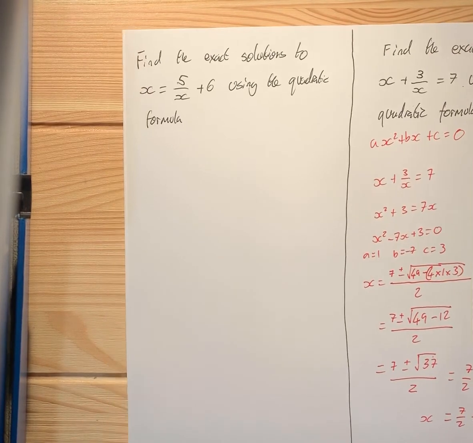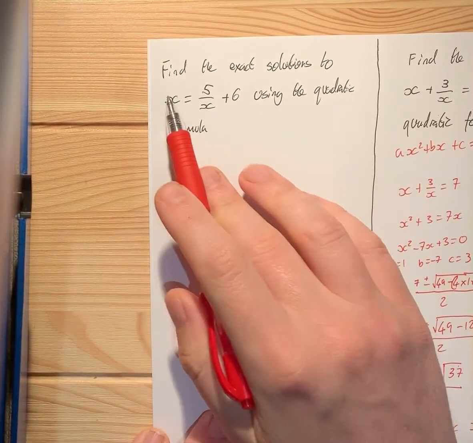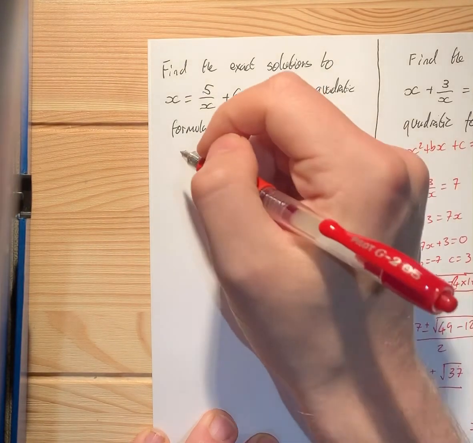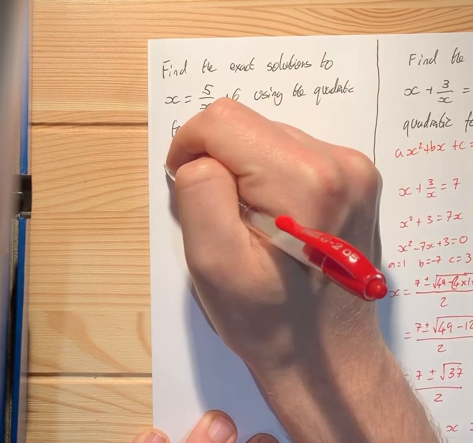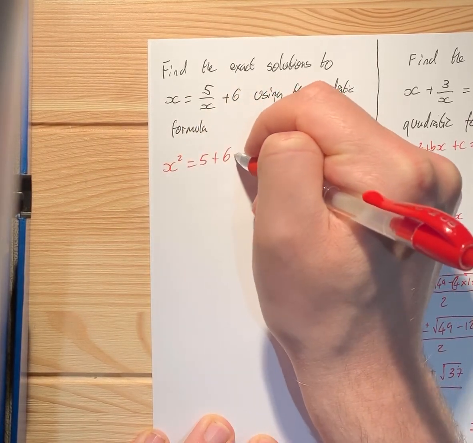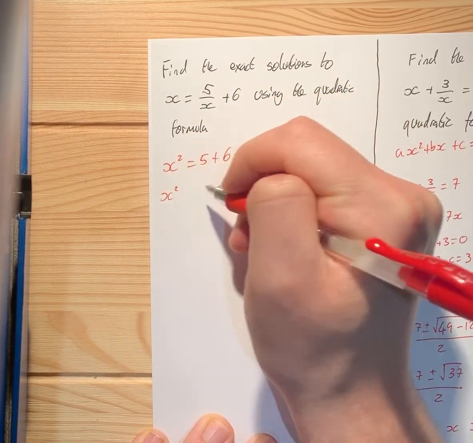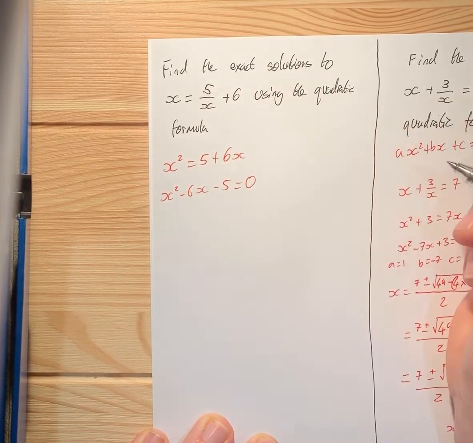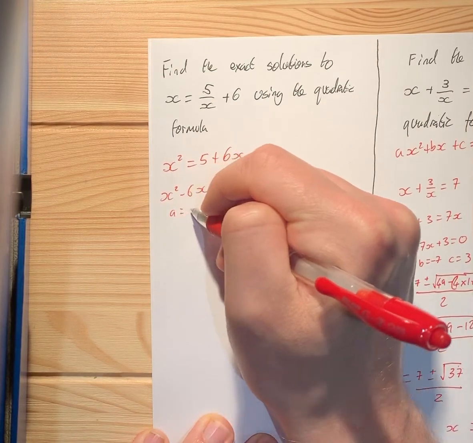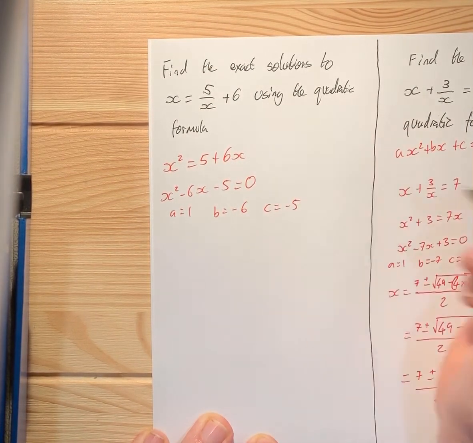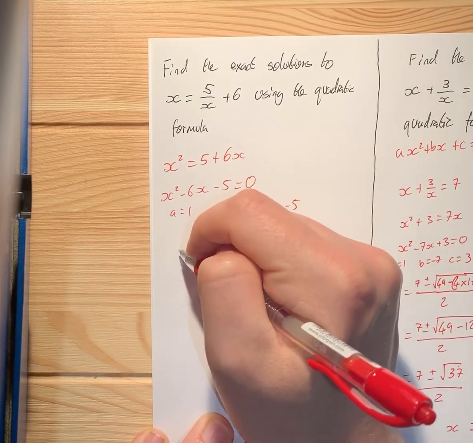Okay, so exactly the same sort of thing. We've got to make it of that form ax squared plus bx plus c. So that's going to give me x squared equals 5 plus 6x, so x squared minus 6x minus 5 equals 0. A equals 1, B equals minus 6, C equals minus 5. Write out my formula.